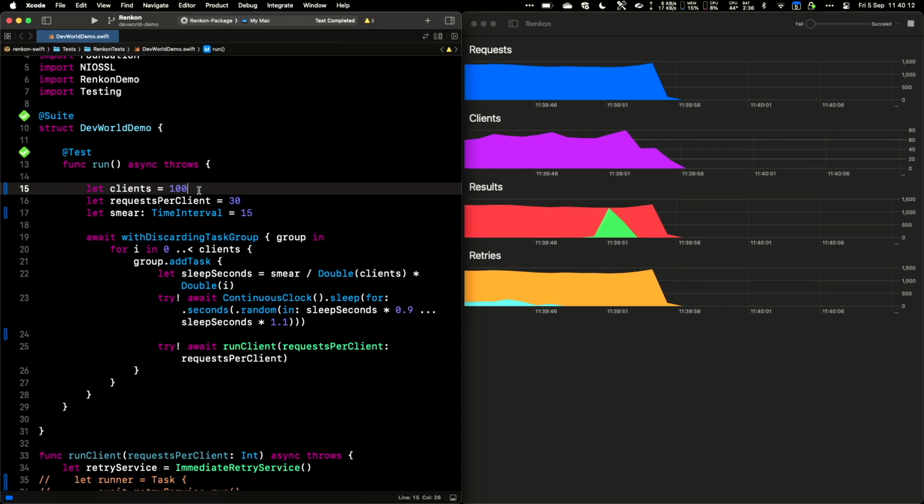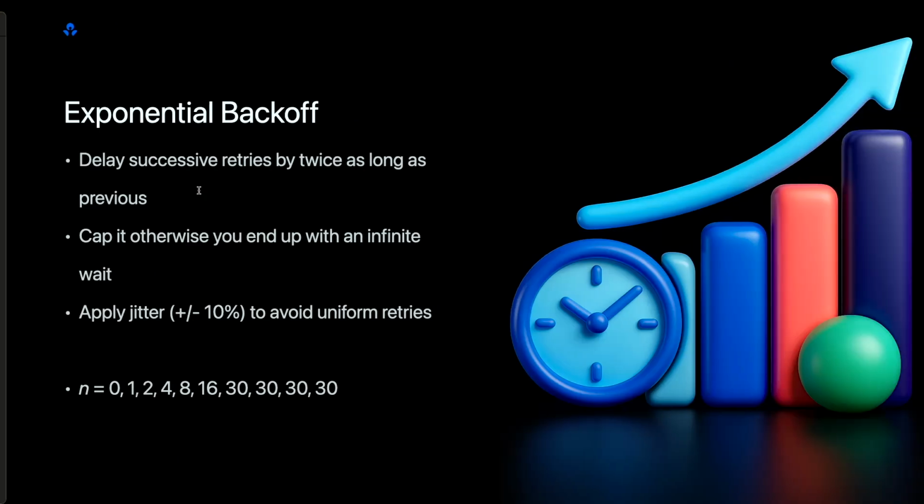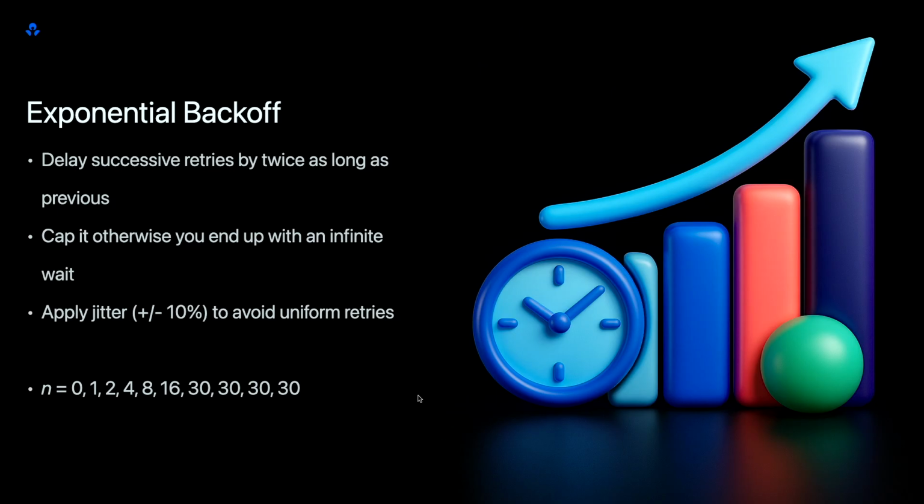The most common thing that people do here is reach for an exponential backoff. Whether it's actually exponential or not, it's usually a generic term that just means to delay successive retries by a certain number. Most commonly, we double, but it's not always double.